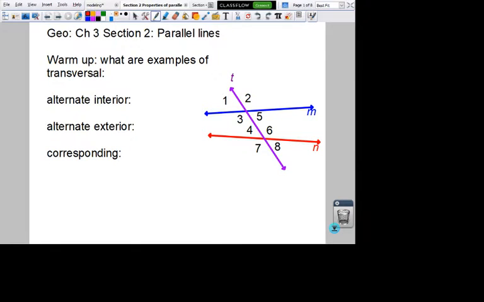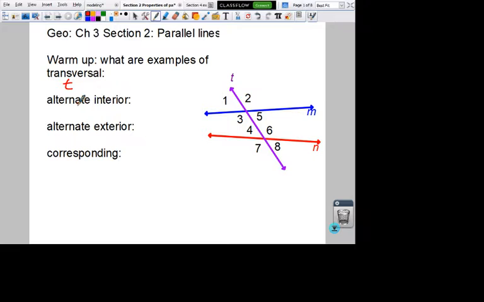All right. So let's go over our warm-up. Let's just go around the room. Caleb, give me an example of a transversal. T. T is a transversal. What's another one? We're not gonna write it, but give me another one. N. N, and the last one? M. M. Yep. All of those are transversal.